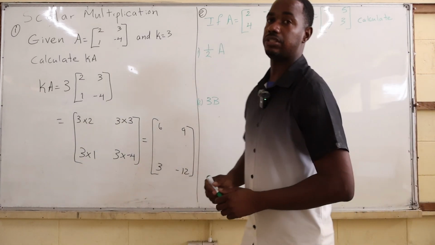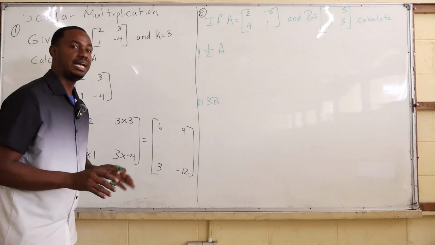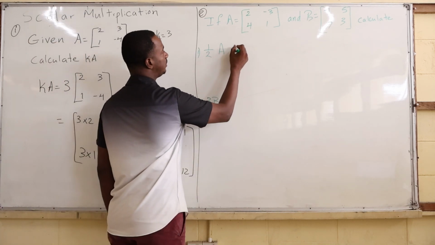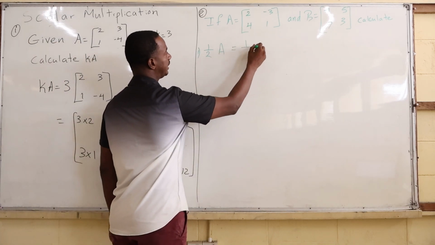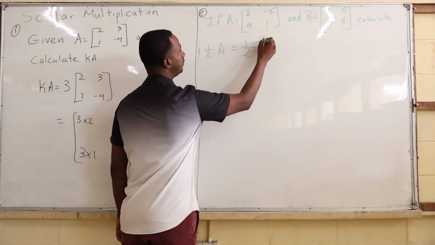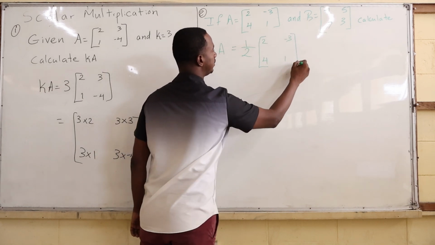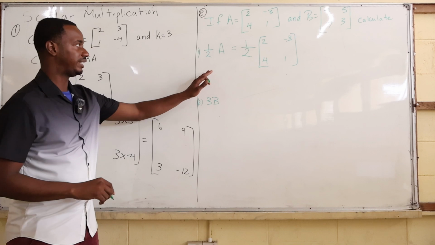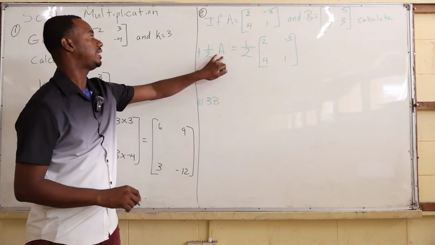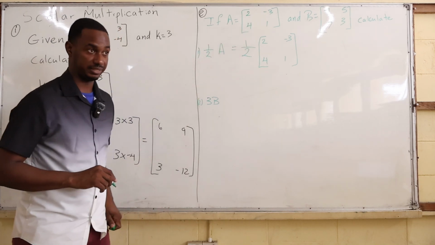So what we're actually doing in this case is we actually have a fraction. Nothing actually changes here other than we actually have a fraction. So this is going to be equal to, write back our scalar in this case, which is 1/2, and A, which is 2, negative 3, 4, and 1. So again, our K in this case is a half, and A, of course, is given here. So we put a half multiplying this bracket.